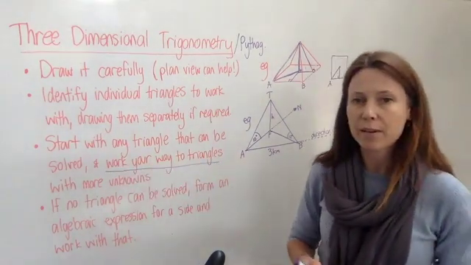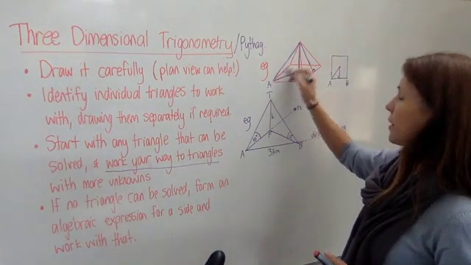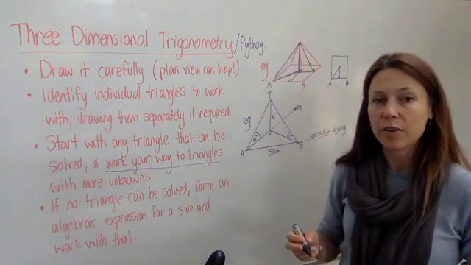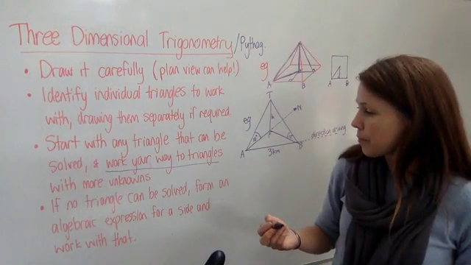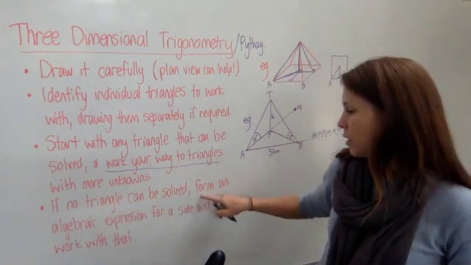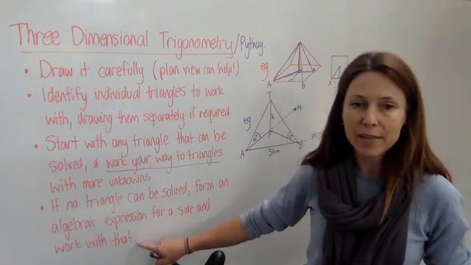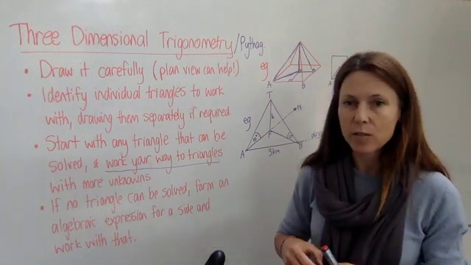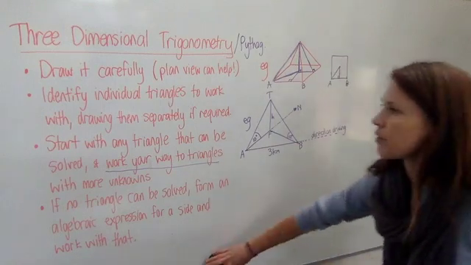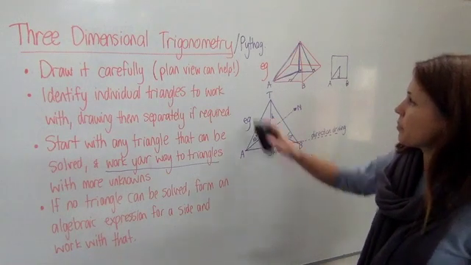So what I mean there is that if you know one thing in a triangle and you can use that to figure out another length or an angle, you can then work your way around to other triangles that have unknowns in them to solve your problems. Now, if no triangle can be solved, form an algebraic expression for a side and work with that. Now, this sounds like a tricky idea. The easiest way to explain it is to actually do an example. So I've got an example over here. I might rub this off. If you want to get this down, just pause the video so you can copy it down.